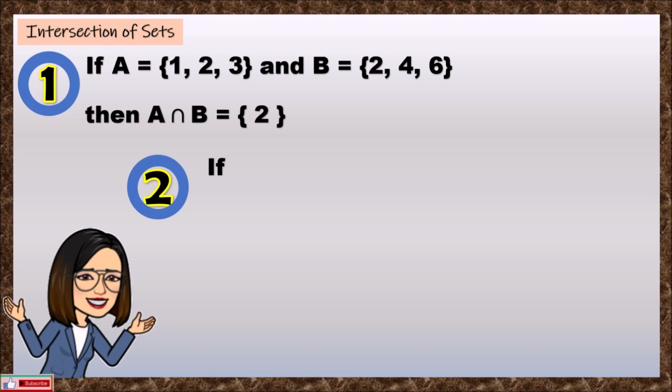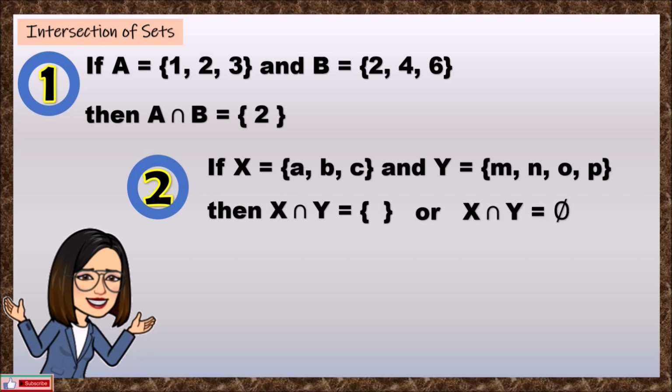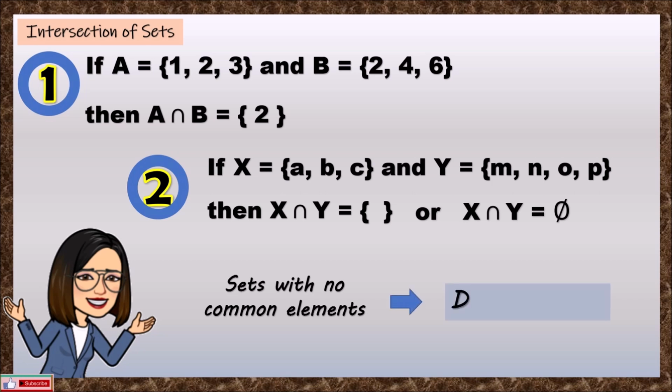Example number 2. If X is equal to a set whose elements are A, B, and C, and Y is equal to a set whose elements are M, N, O, and P, then X intersection Y is equal to an empty set. In this case, sets with no common elements are called disjoint sets.